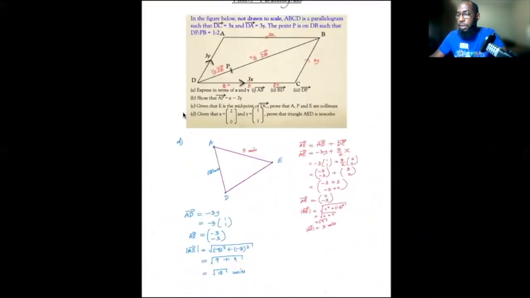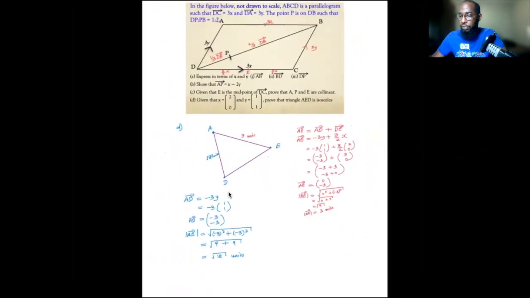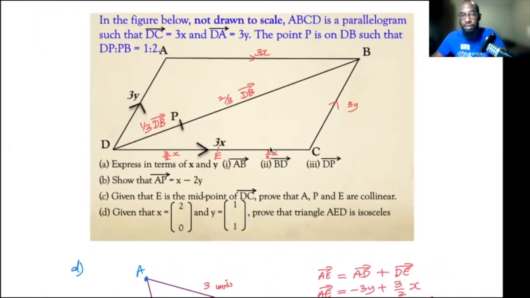Now, if AD was 3 units, we could have concluded, hey, it's an isosceles triangle. But we still would have had to find DE to make sure that it is an isosceles triangle and not an equilateral triangle, because an equilateral triangle has 3 equal sides. So the last thing we have to do, we know what AE is, we know what AD is, we have to find out what DE is.